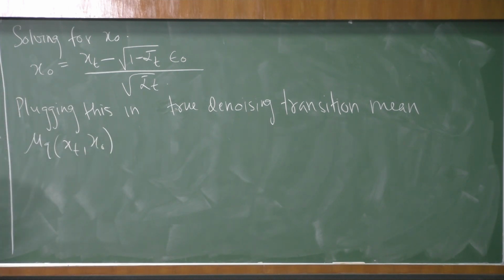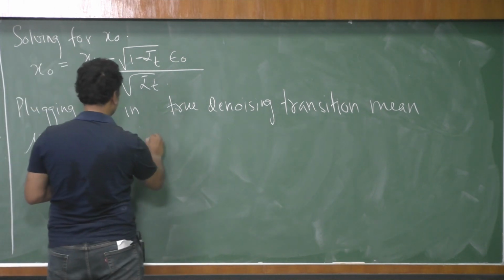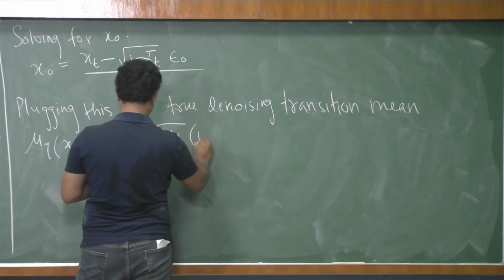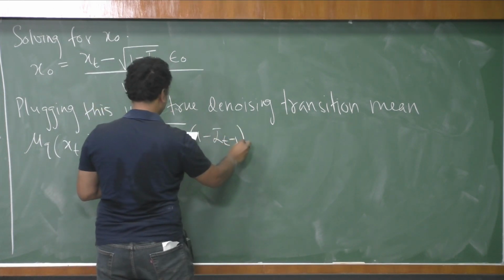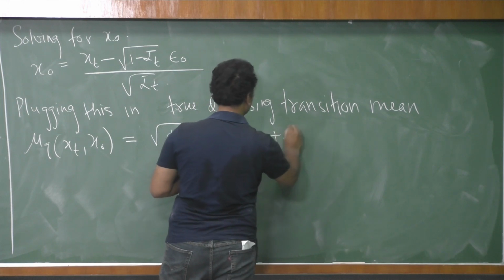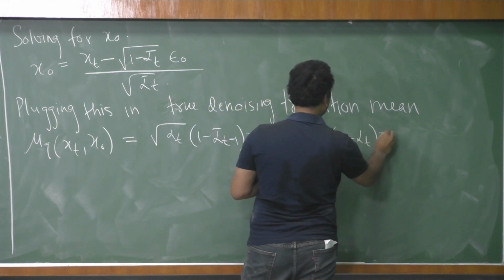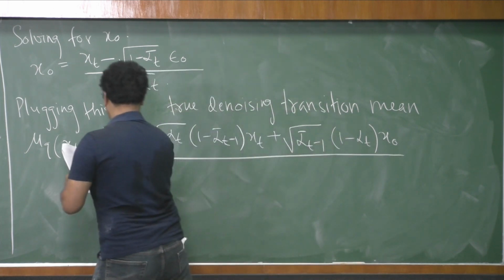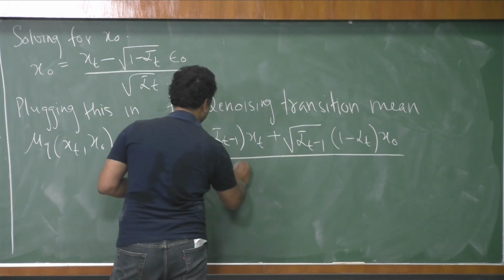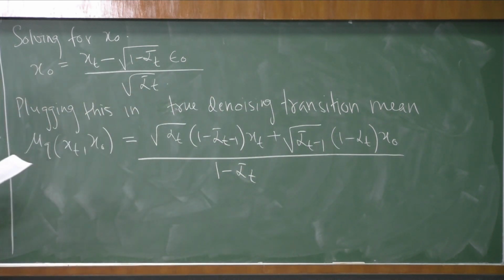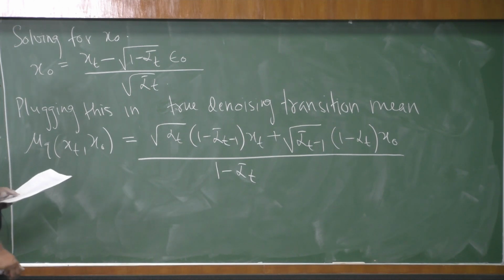Which we recall to be like this: square root of alpha t (1 minus alpha bar t minus 1) xt plus square root of alpha bar t minus 1 (1 minus alpha t) x naught, divided by 1 minus alpha bar t. So this was the mu q of xt, x naught that we derived, and here we can plug in x naught, right? So you can plug in x naught and see what this mean comes out to be.